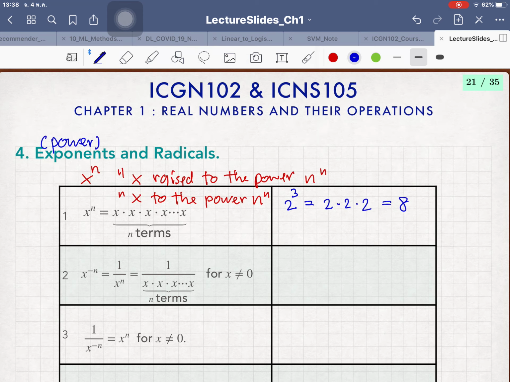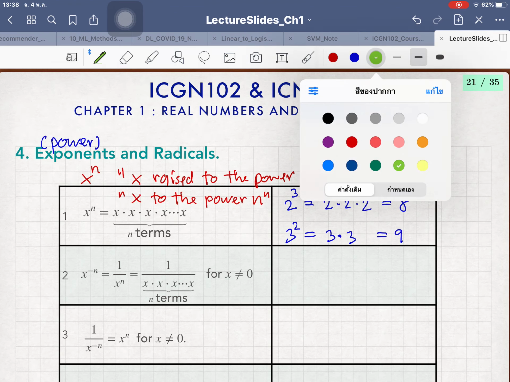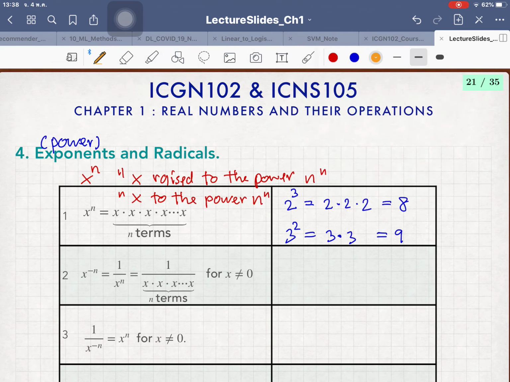Or if you have the term 3 squared, it means that you have 2 terms of 3. You have 1 term and then 2 terms. So the result will give you 9. Everyone knows that 3 squared is equal to 9. So here you can say that the exponent or the power is going to tell you the number of repeating terms.